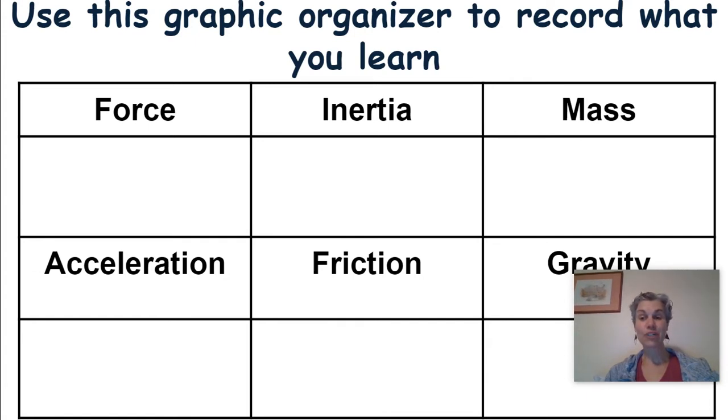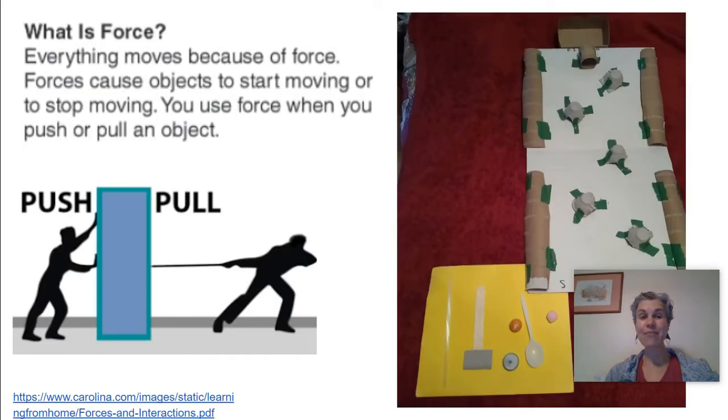These are 6 terms we're going to talk about as I show you the game that I designed, and then see if you can use these terms when you describe the game that you're going to design. So we have force, inertia, mass, acceleration, friction, and gravity. So force, everything moves because of force. Force causes objects to start moving or stop moving. Use force when you push or pull an object.